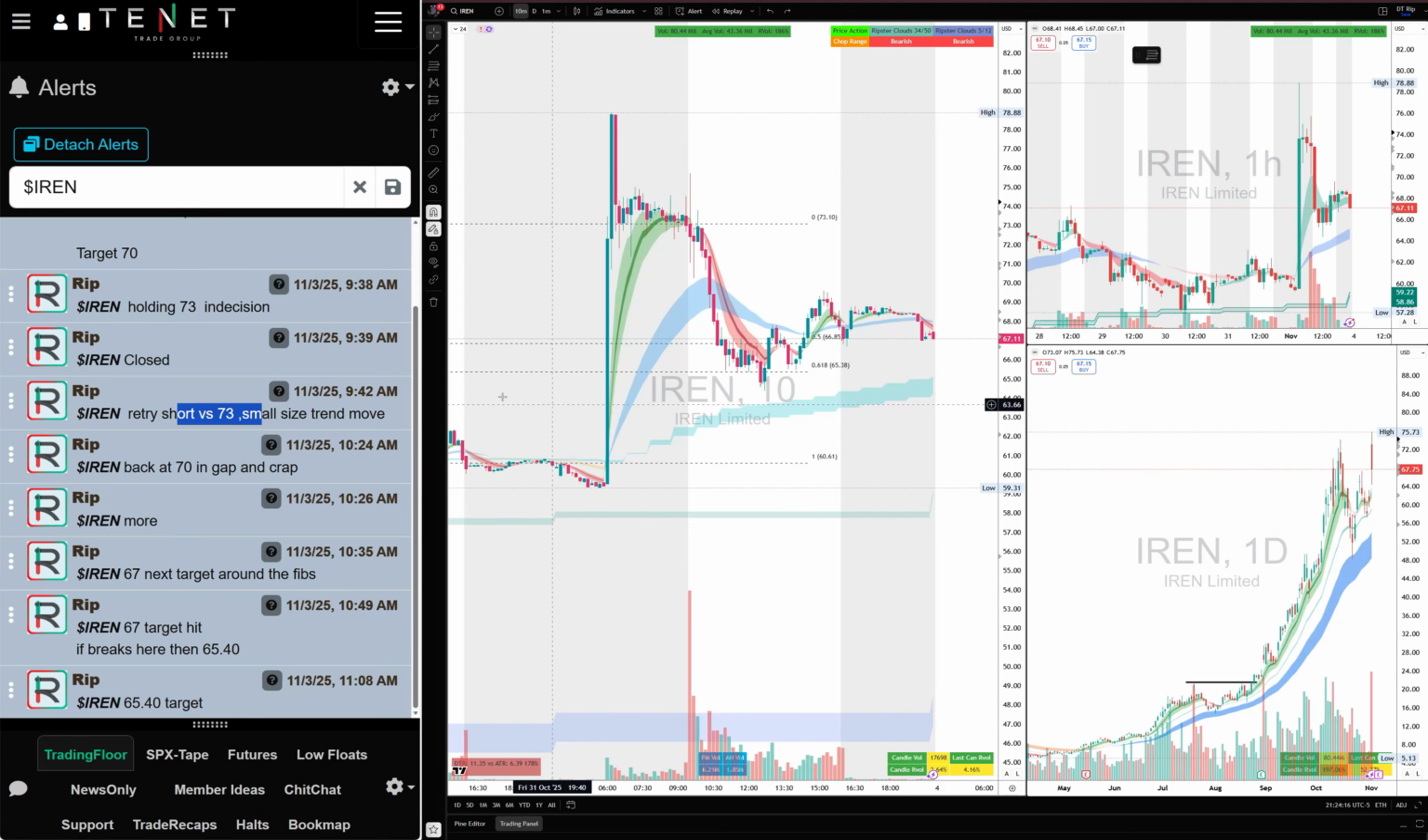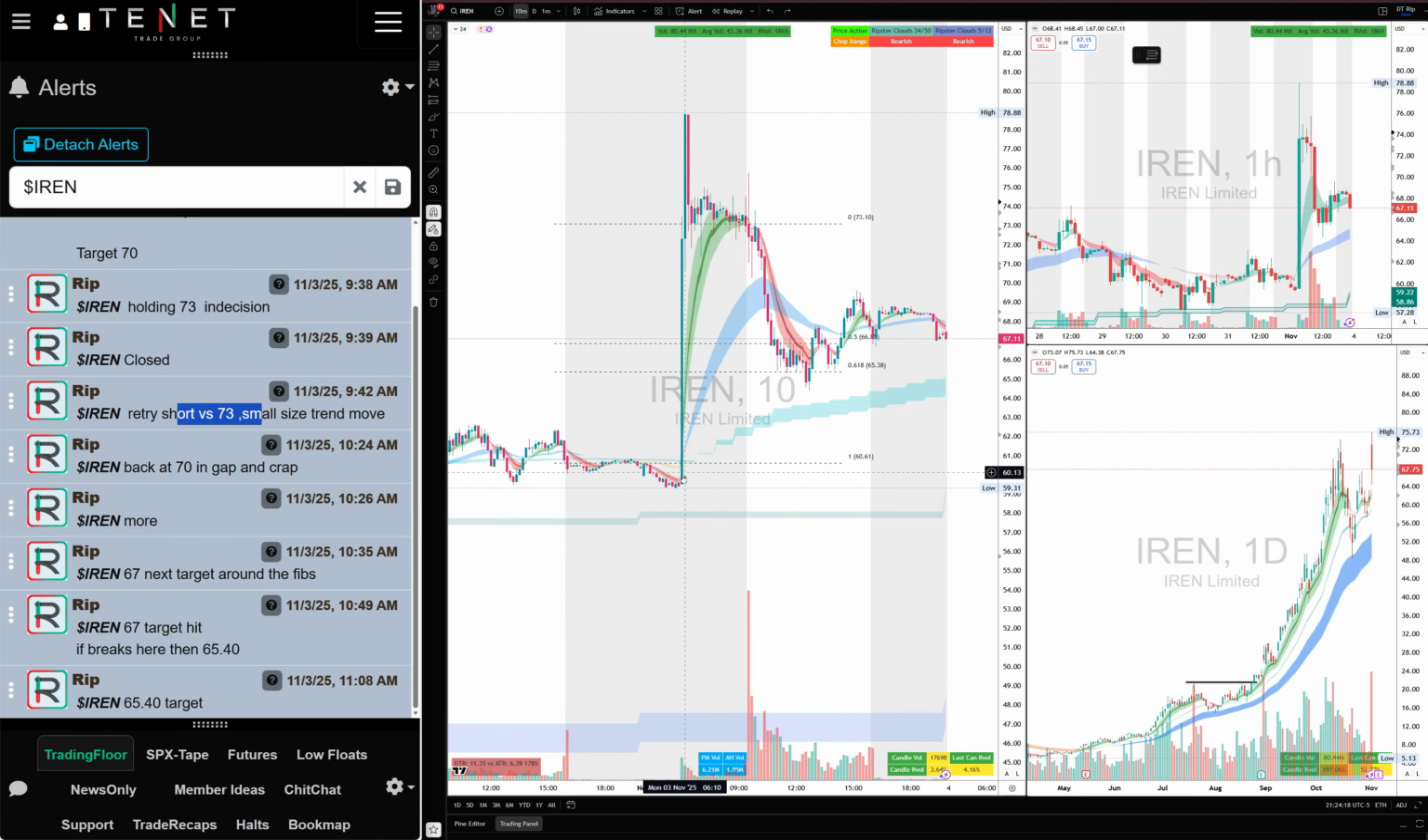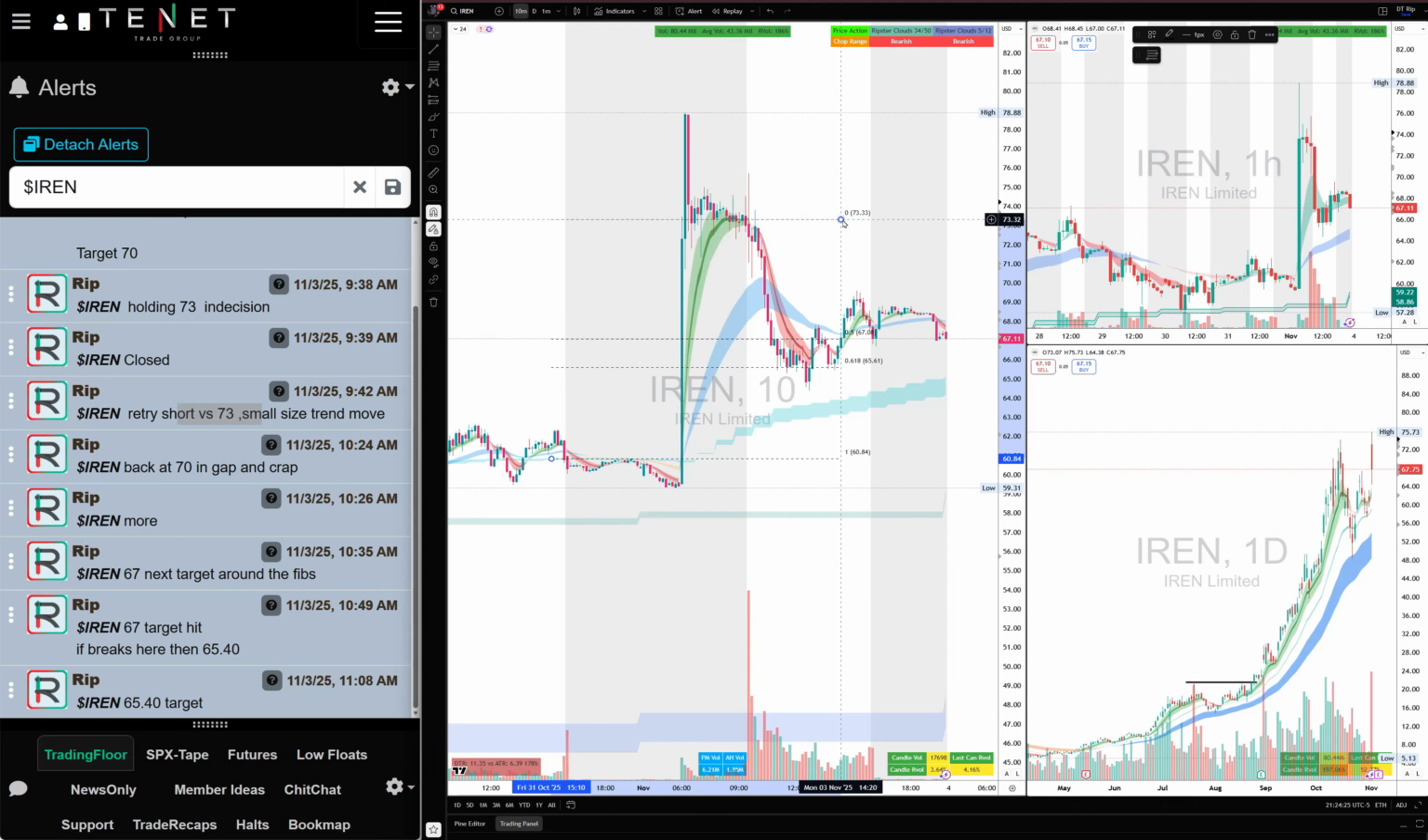Much better trade with the shares, and also we use Fibonacci to trade these gap and craps. So the Fibonacci from yesterday's close to today's opening price, and you see that it found support at the 0.61 Fibonacci. That's why I gave that target of 65.40, because of the Fibonacci. So this is how you make consistent profits with the gap and crap setup.